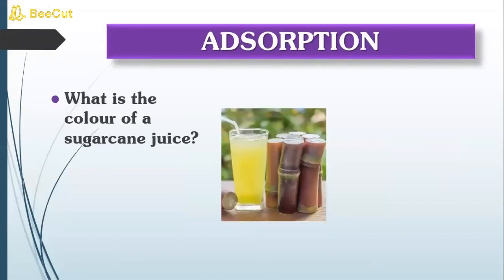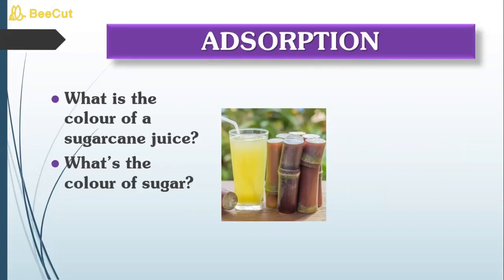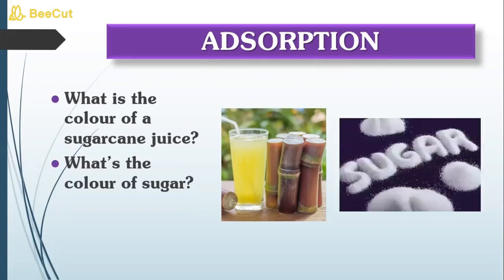Look at the picture on the slide. It is greenish yellow or yellowish green. Anyway, we are not here to debate the color of sugarcane juice, so let us move on to a bit easier question. What is the color of sugar? At least now we have only one answer: sugar is white in color. But logically it was supposed to be yellowish green or greenish yellow in color.